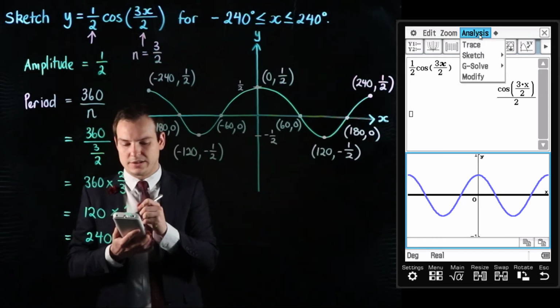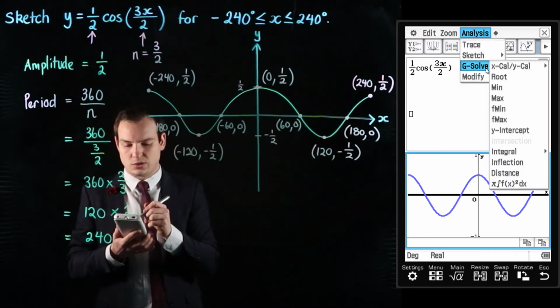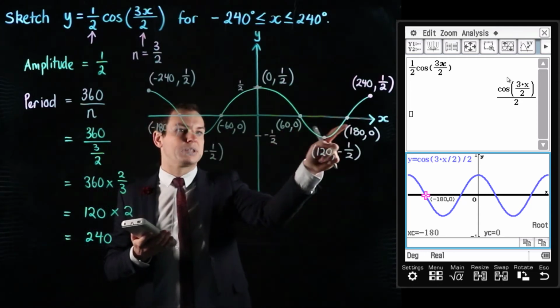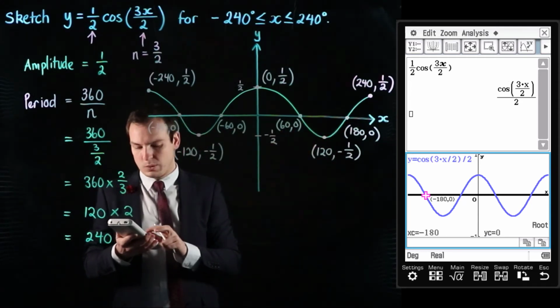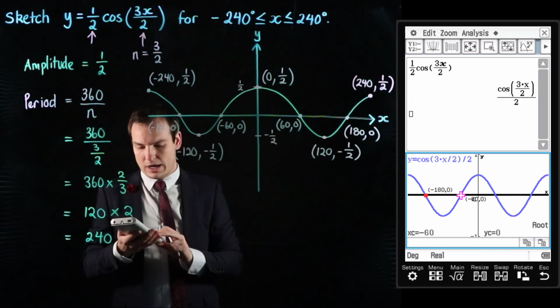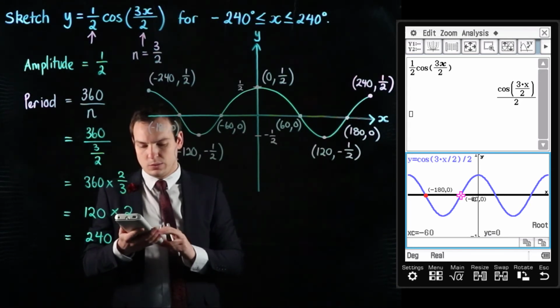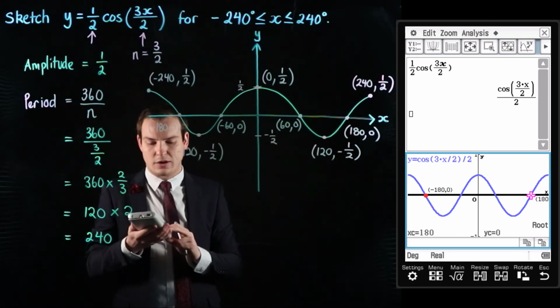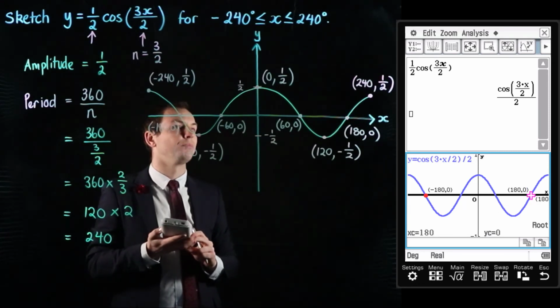So if we use analysis, G-Solve, and if we do root first, that will give us all of the x-intercepts. So we've got our one at minus 180, 0. We've got one at negative 60, 0. We've got one at positive 60, 0. And we've got one at 180, 0.